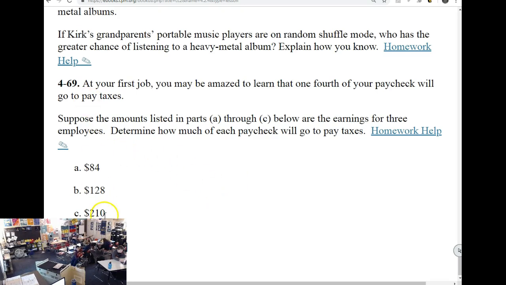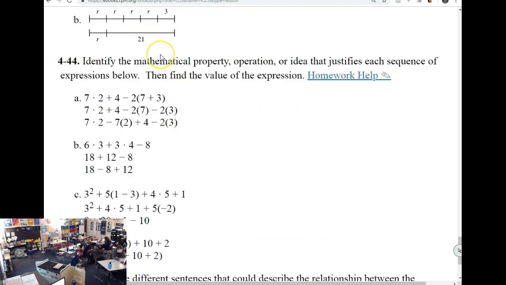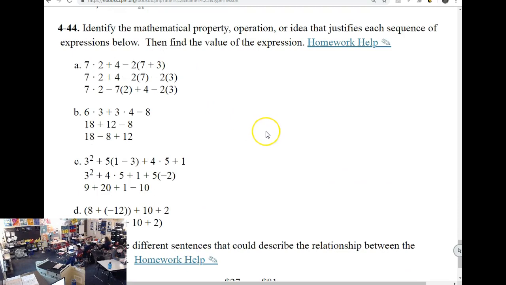422, 44. A lot of people have come to ask me about this, and you're making it too hard. You do not even need to copy this down. Now you could totally copy this down, and that would work well. But all you really have to do is say what property gets you from one step to the next step, then find the value of the expression. We do have to solve it, but we could solve it from the final step right here. So I don't need to copy the whole thing down. Copy the final one and then finish it, right?